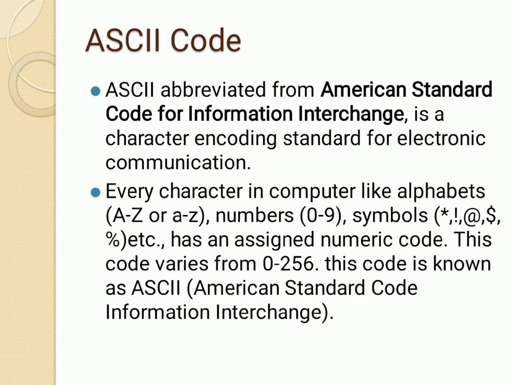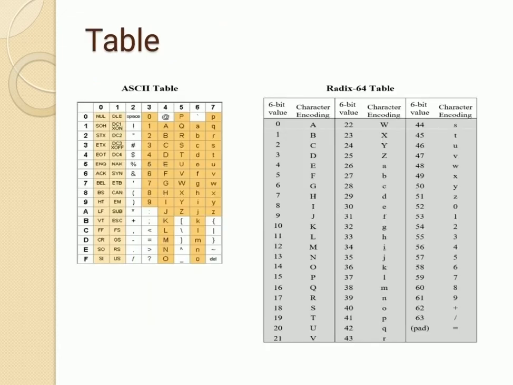Here, ASCII stands for American Standard Code for Information Interchange. They are a character coding standard for electronic communication. Every character in a computer, like alphabets and symbols, has an assigned numeric code. This code varies from 0 to 256. These codes are also known as ASCII codes or American Standard Code for Information Interchange codes. Here we have the table of ASCII codes. Please go through the table properly.